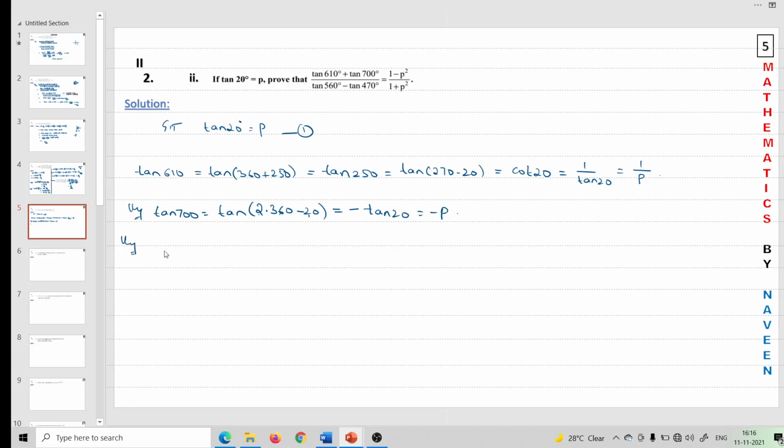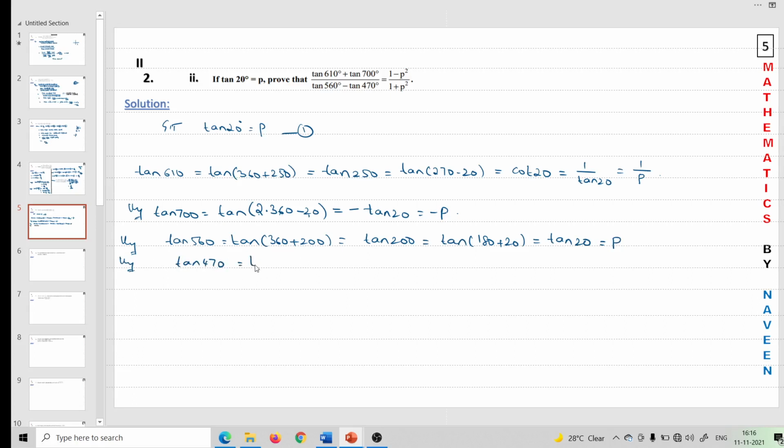Similarly, tan 560 is equal to tan of 360 plus 200. First quadrant, so simply we can write tan 200. That equals tan of 180 plus 20. 180 plus theta is the third quadrant. In the third quadrant tan values are positive, so it is tan 20 only. Tan 20 means p.